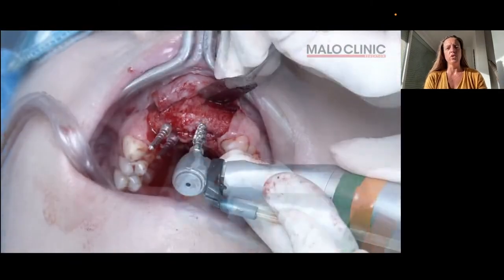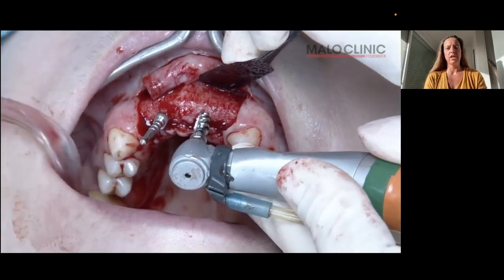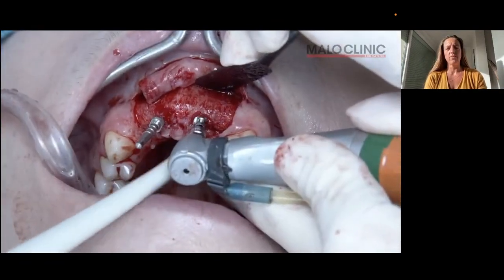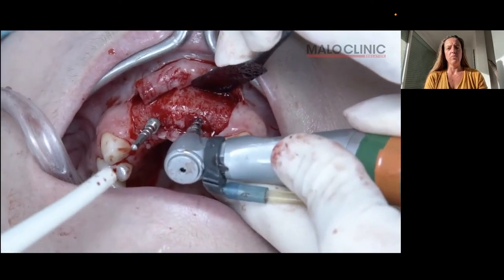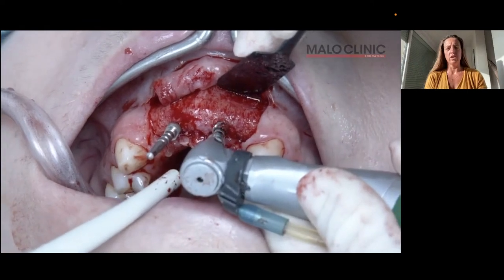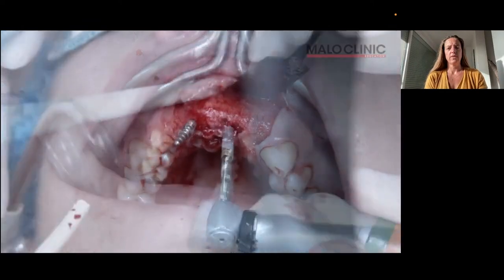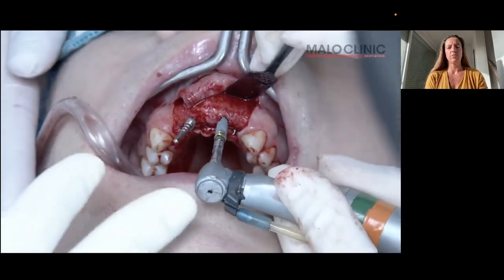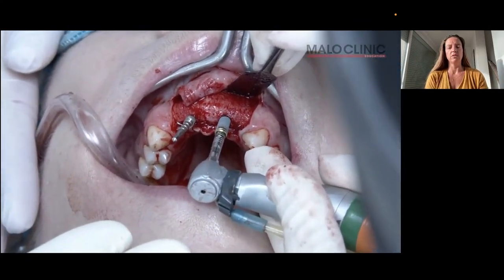Okay, and now I'm going to use the Osseo Shaper. This is a very nice drill for the N1 implant. So it's without water and low rotation. Okay, and here I place a 4.0 implant of 13 millimeters.